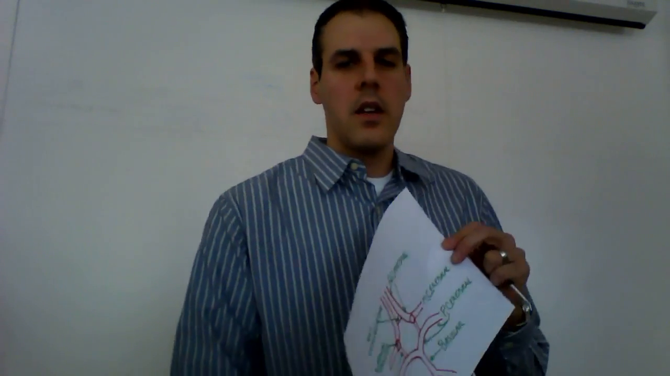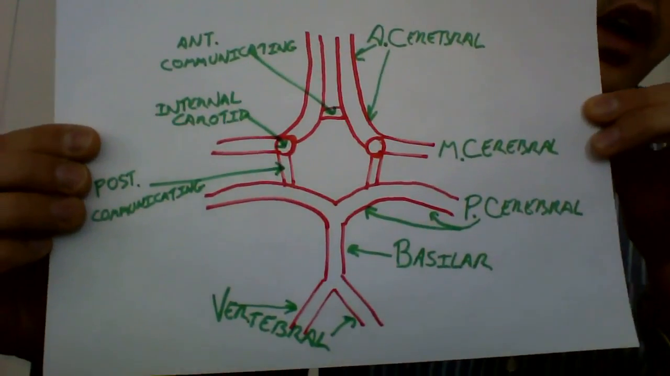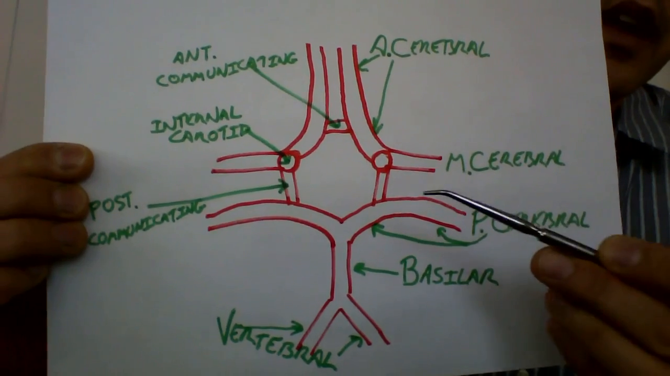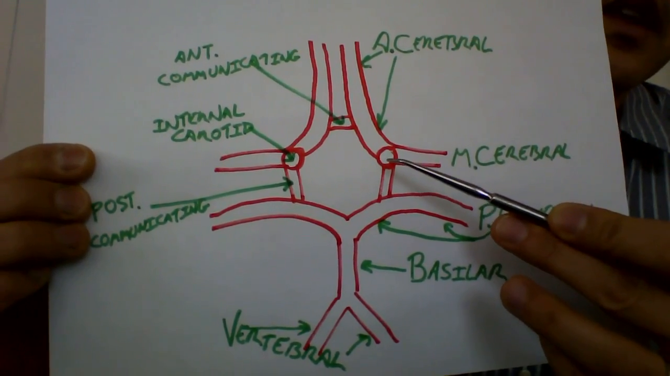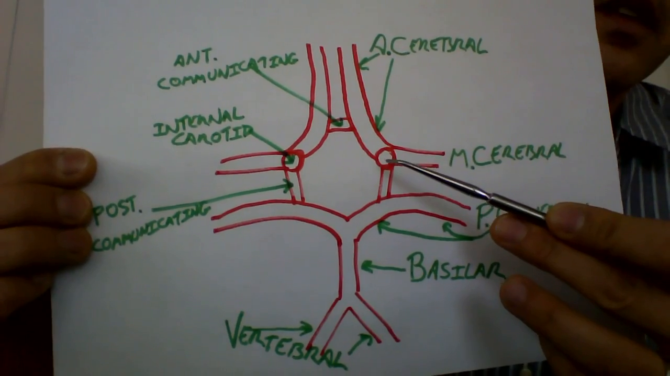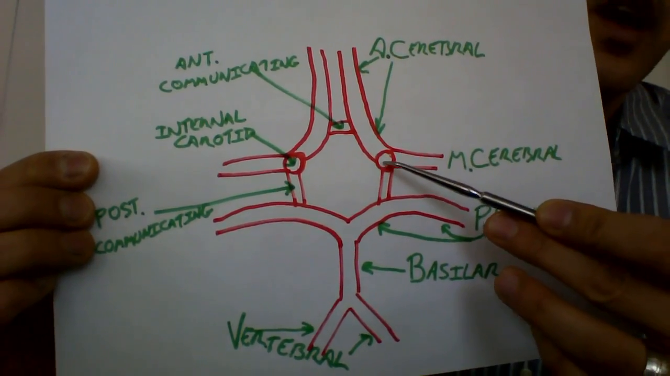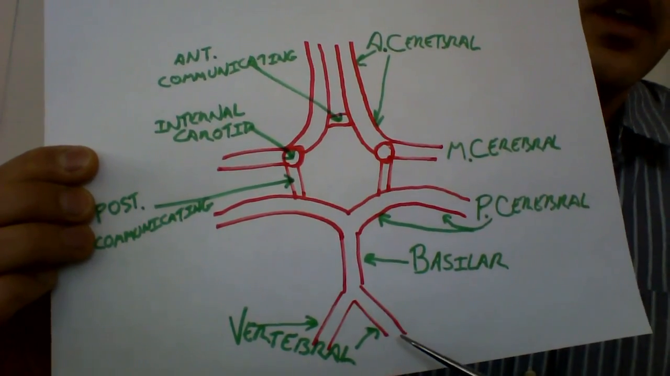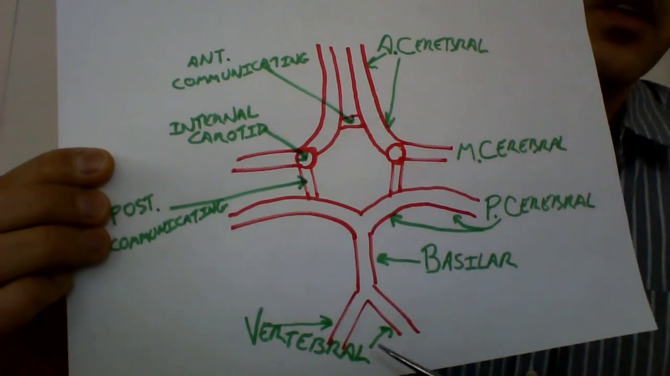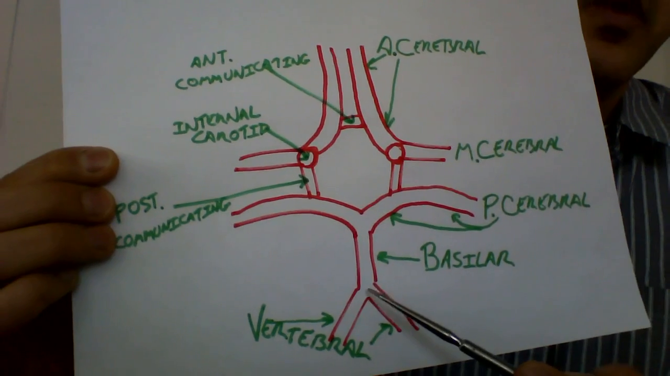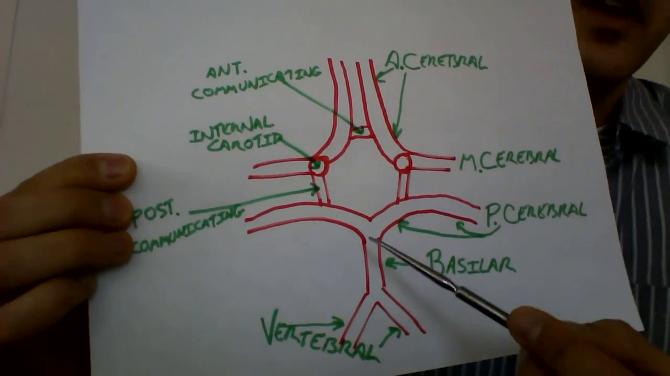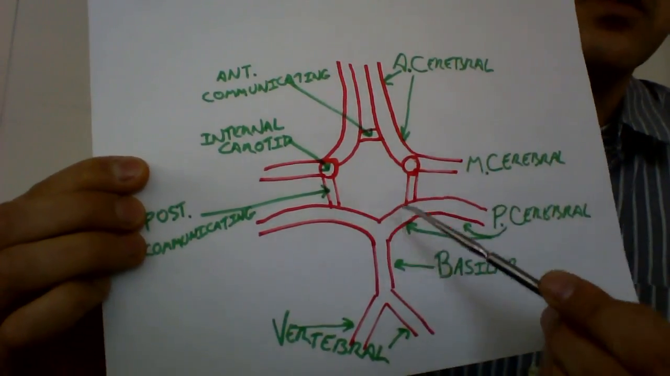Now let me show you a drawing that I made of the circle of Willis. The one thing I have to point out is, if you're looking down on the brain, the internal carotid arteries would be here and here, coming up in. Then you have the vertebral arteries here coming in also. The vertebral arteries right away anastomose into the basilar artery. Then all these arteries anastomose into this circle.